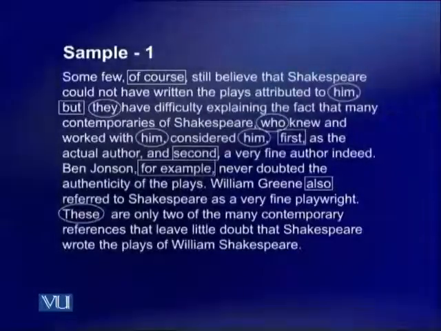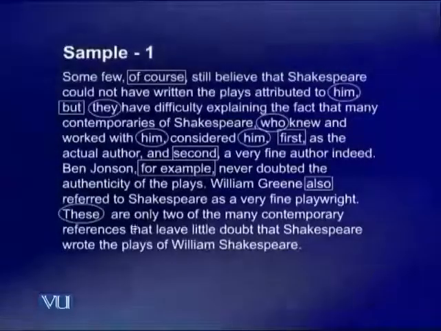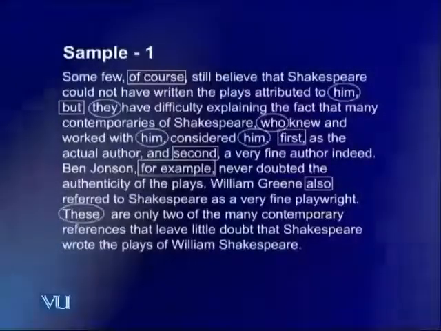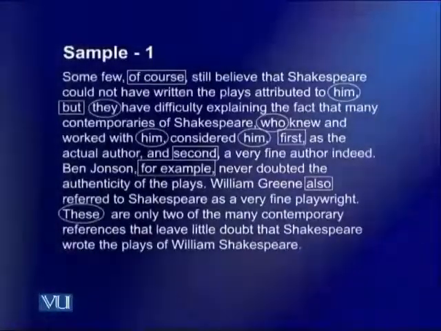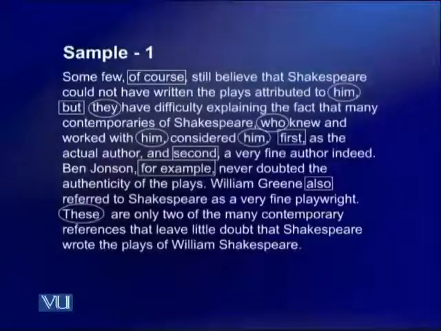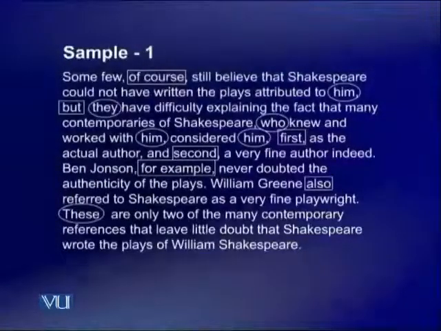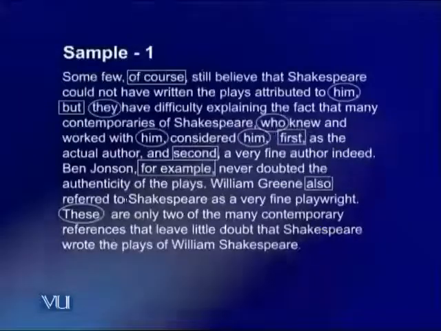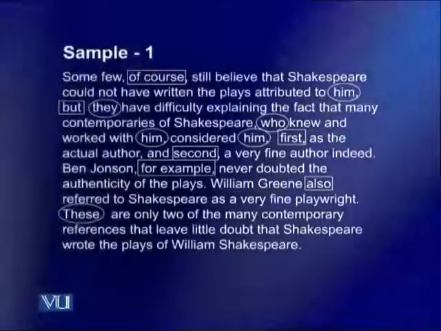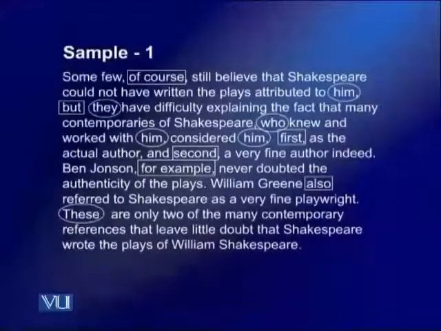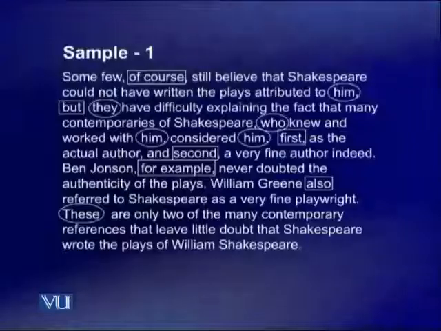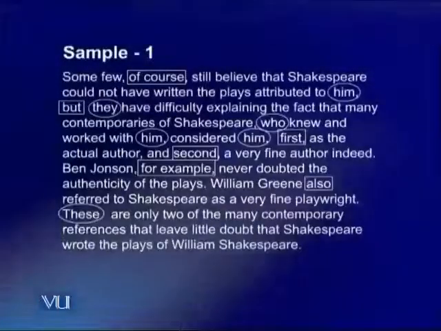And what has been said earlier? What has been said earlier is that these people have difficulties. The people who believe that Shakespeare couldn't have written those plays. They have two difficulties: first, to explain why he was as an author, and second, as a fine playwright. The fifth connective is the phrase for example. Now, for example, you know, is an illustration.